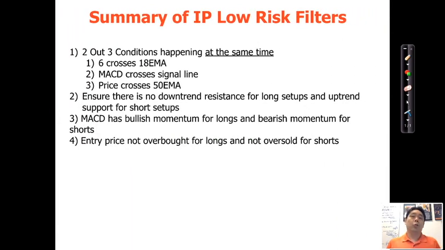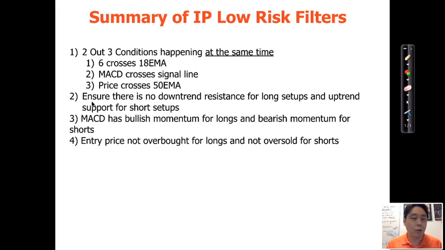All right. So to summarize, all the things we need to look for to take a low risk entry. Number one, 2 out of 3 conditions should be happening on the same day or a day buffer at the most. What are the 3 conditions? 6 EMA crossing above the 18 EMA, MACD crossing the signal line, and the price crossing the 50 moving average.